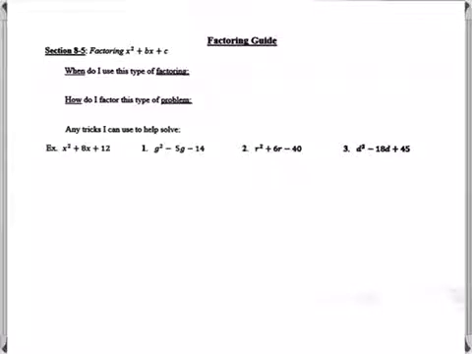8.5, we've got factoring x squared plus bx plus c. This is what we consider to be the easy form of factoring. So in order to factor this, let's look at question 1, g squared minus 5g minus 14.